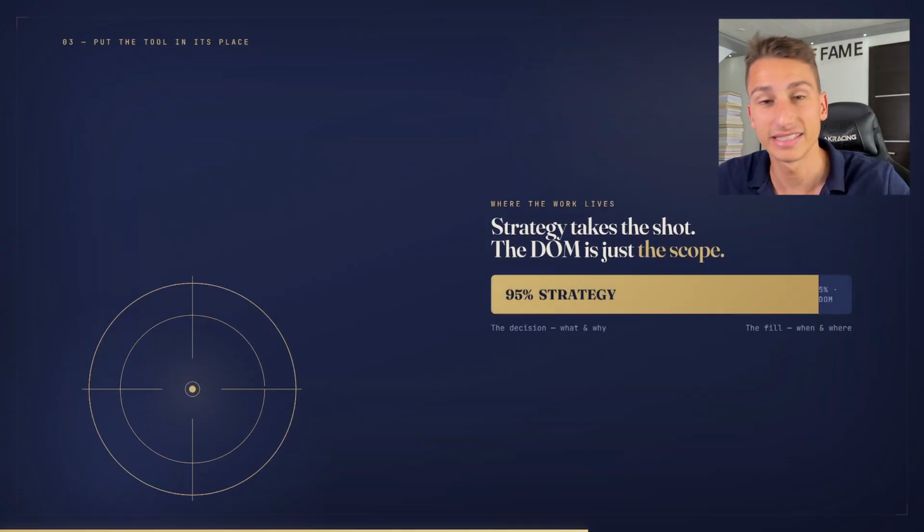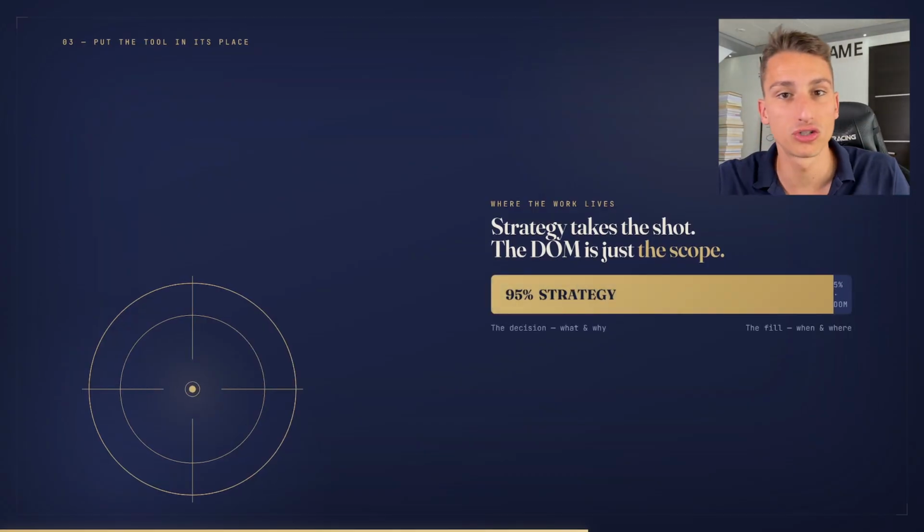Full stop. And now, am I telling you to delete the DOM and never look at it again? Absolutely not. As I said, I'm using it every single day because it absolutely has a use. You just have to put it in its proper place. The DOM is an execution tool for the last 5% of the trade and not the first 95%.